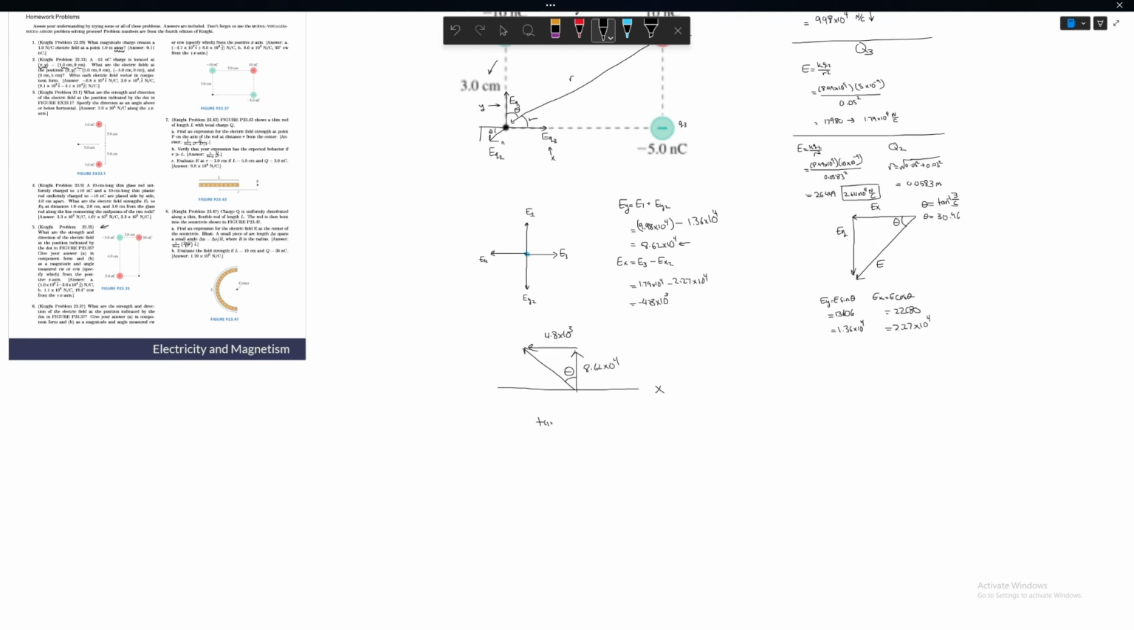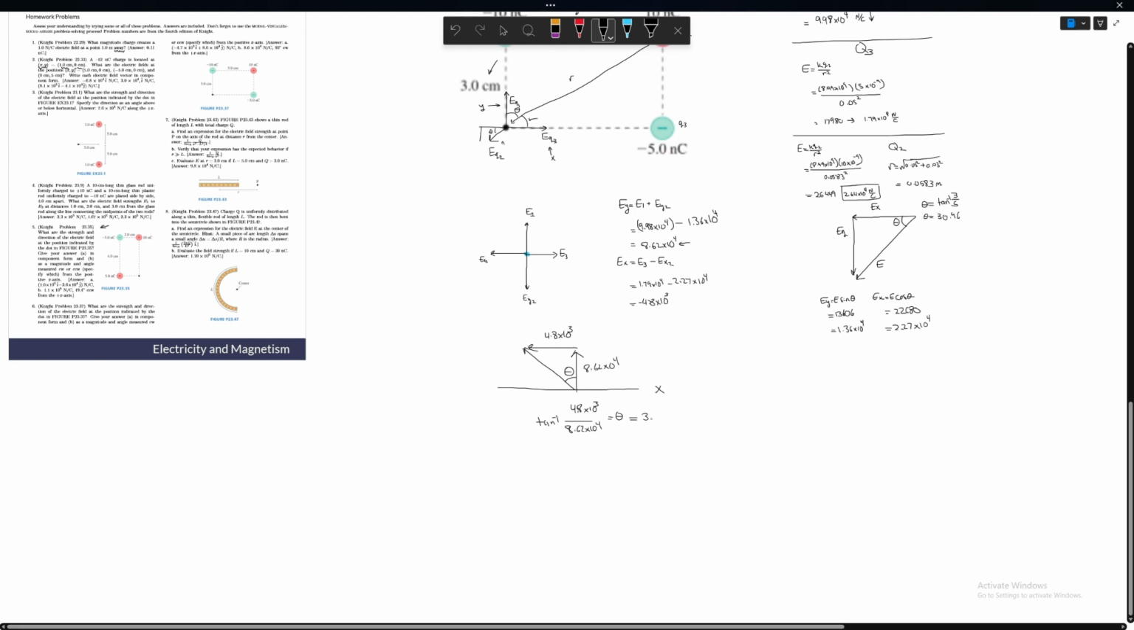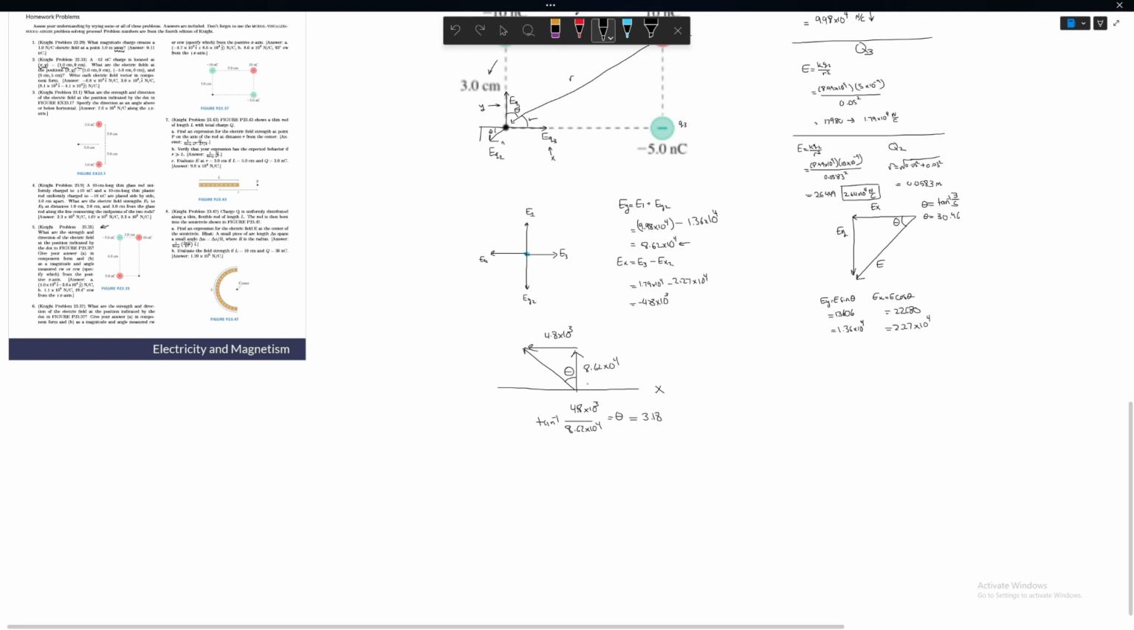And so my tan inverse of opposite over adjacent, which is 4.8 all over 8.62, equals my theta. Let me do that. And what this gave me is 3.18. And obviously they want it from the positive x, so what this will be is 90 plus whatever this angle is, which is 93.18.